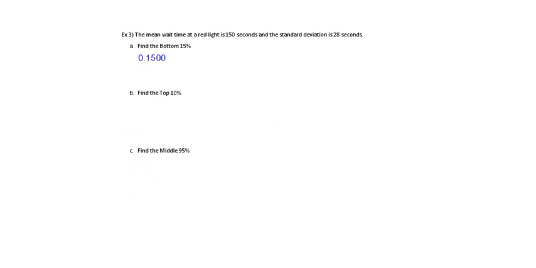For 15%, the z-score is equal to, let's look that up, negative 1.04. And now we can use our same formula. So it's going to go negative 1.04 times the standard deviation, which is 28, plus the mean, which is 150. That's equal to 120.9.